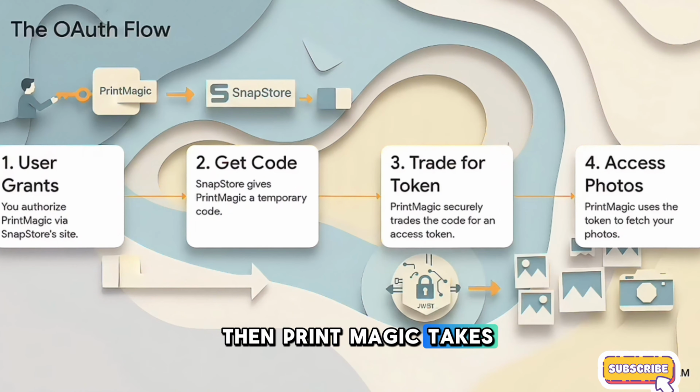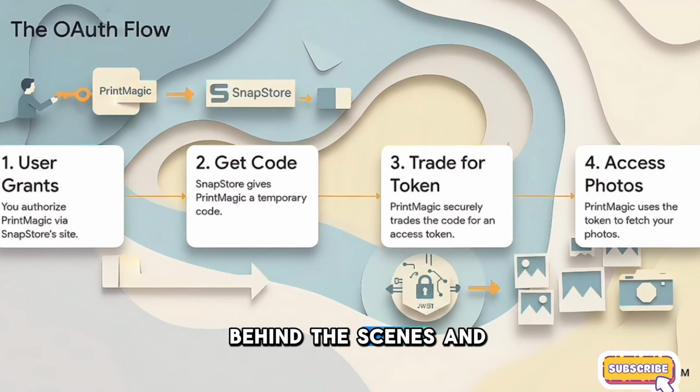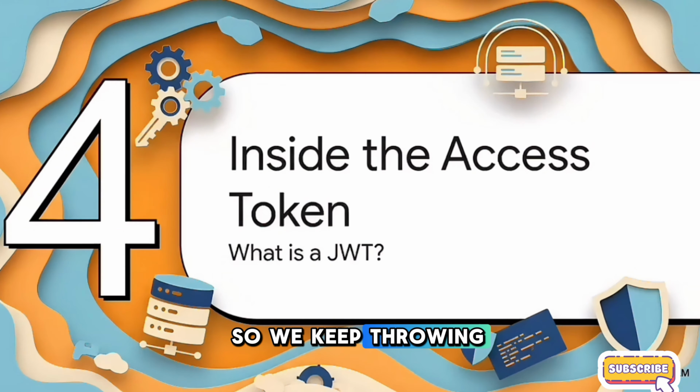Then, PrintMagic takes that code and goes back to SnapStore's authorization server behind the scenes and says, okay, I've got the code, now give me the real deal. It trades that code in for the actual access token. And it's that token that finally lets PrintMagic access your photos. And what's the most important part? PrintMagic never, ever saw your password. So we keep throwing this term around, access token, this special key. But what is it really?